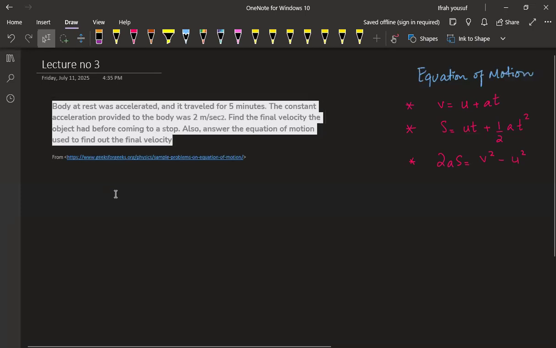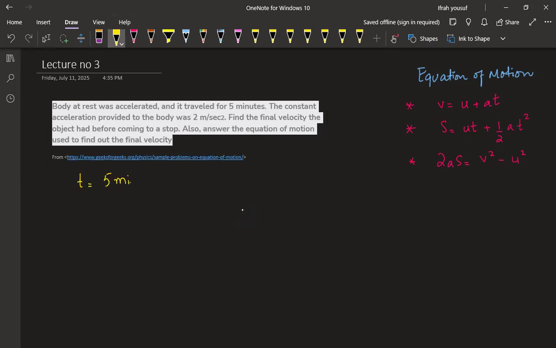You can see this question. A body at rest was accelerated, and it traveled for 5 minutes. The constant acceleration provided to the body was 2 meters per second squared. First of all, we can make a data list so that we can identify what is given in the question. So the time the body has taken is 5 minutes.